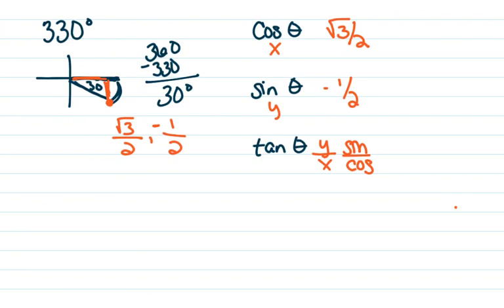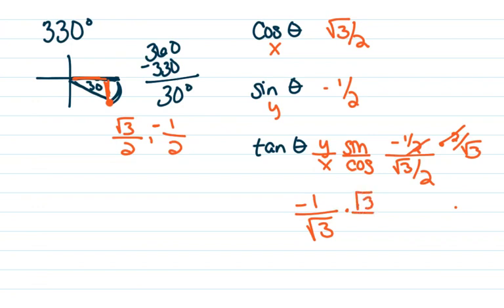All right, so when I find tangent, that means I'd have negative a half over top of the square root of 3 over 2. Again, flip and multiply, so now I would have 2 over top of the square root of 3. 2's are canceling out. So it looks like I'm at negative 1 over top of the square root of 3. Please remember no radicals in the denominator, so we are going to rationalize this guy. So we have negative square root of 3 over 3.